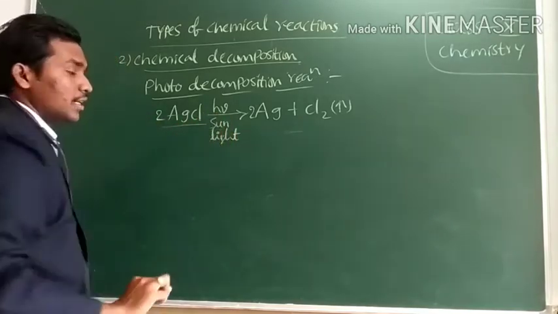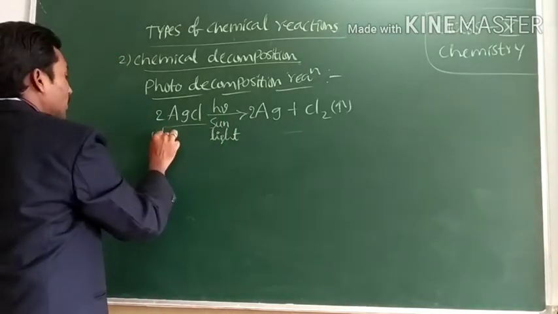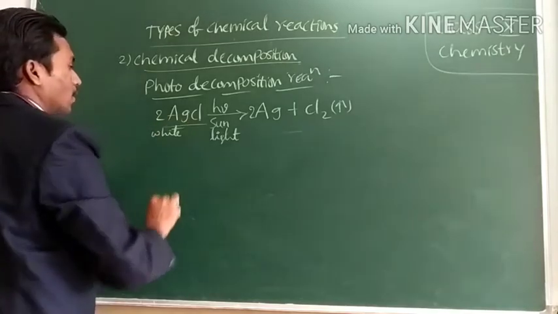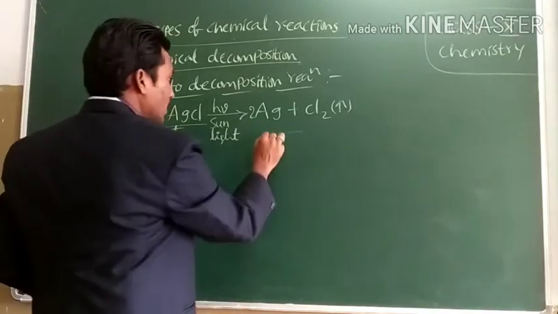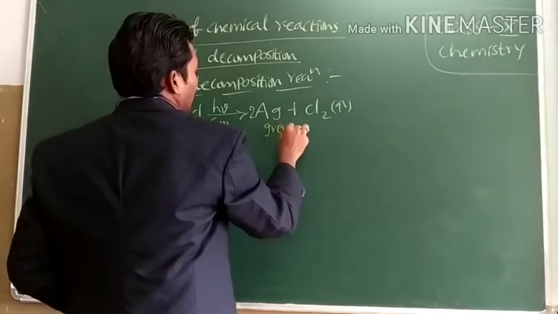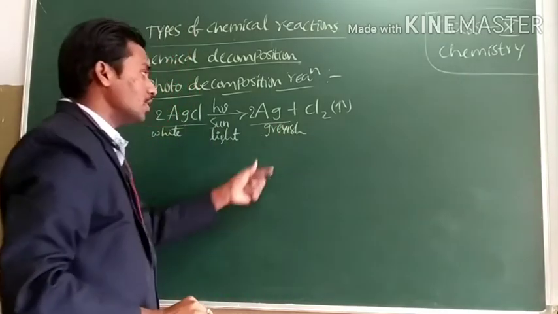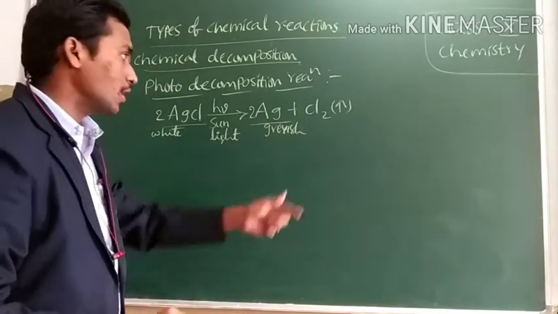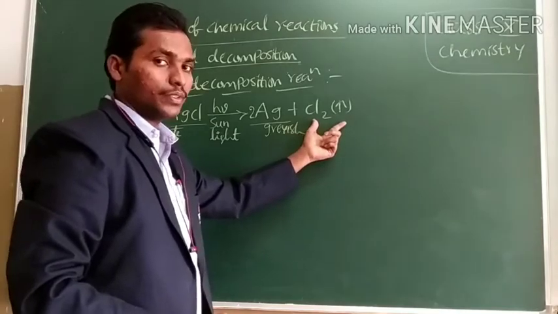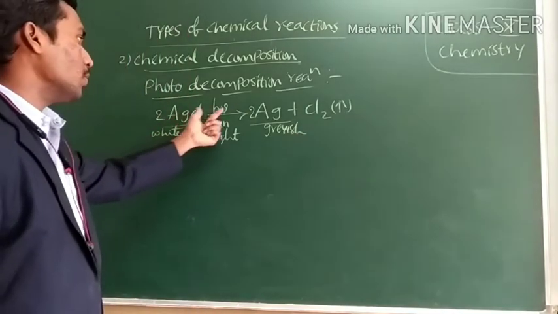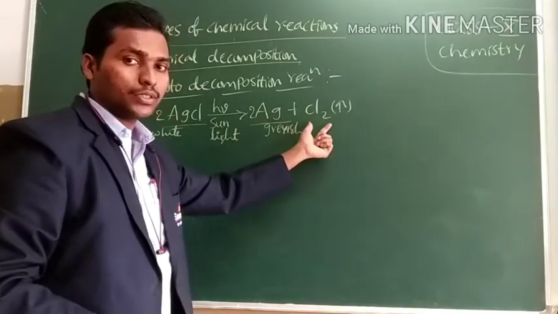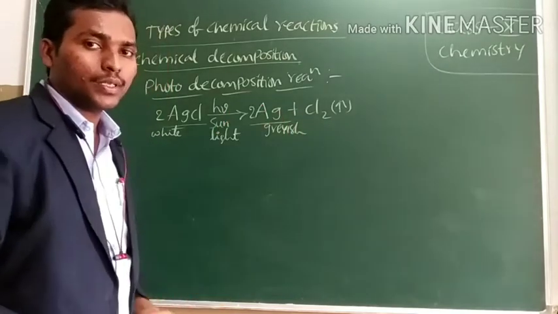Here silver chloride is a colorless or white compound which turns to a greyish color. The greyish compound is silver metal, and it releases chlorine gas. Here one compound is decomposed into more than one product. So it is an example of a chemical decomposition reaction.